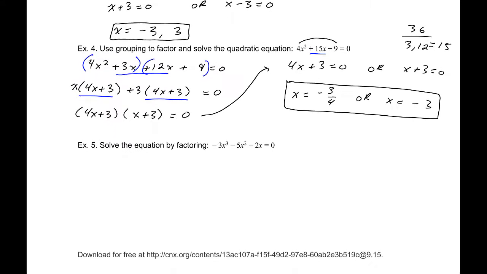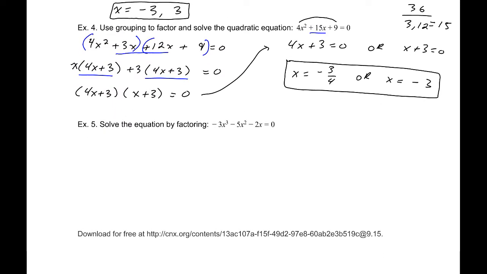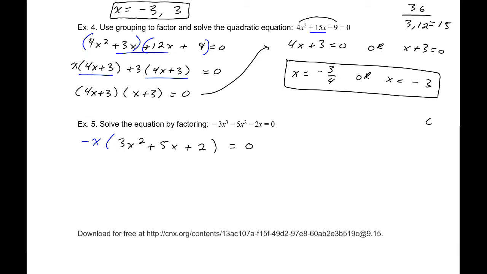All right, example 5, solve this equation by factoring. All right, the first thing I'm going to do is look for a greatest common factor, and in this case, I'm going to factor out a negative x. A negative x, which will leave us with a 3x squared plus 5x plus 2 equals 0. And now I'm going to factor the inner function there. I'm going to factor that by grouping. Okay, so I need numbers that multiply to be 6 and add to be 5, so that would be 2 and 3.